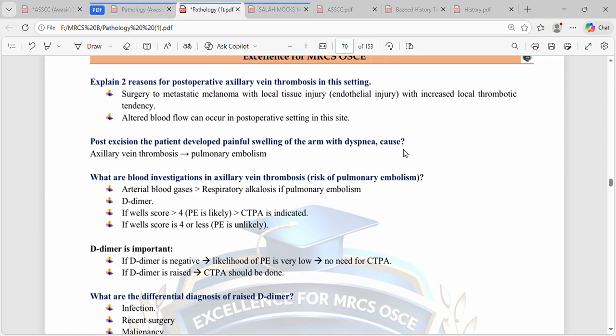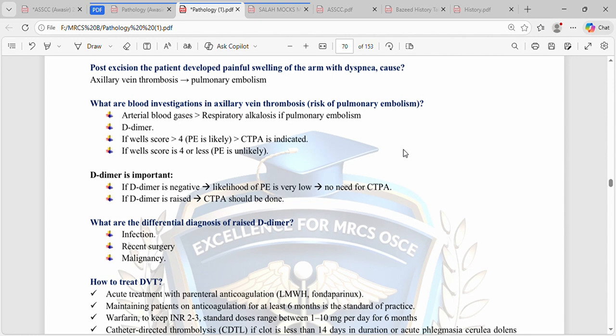What are the blood investigations in axillary vein thrombosis with risk of pulmonary embolism? Arterial blood gases will show respiratory alkalosis if there is pulmonary embolism. D-dimers: if the Wells score is greater than 4, pulmonary embolism is likely and CTPA is indicated. If the Wells score is 4 or less, pulmonary embolism is unlikely, and D-dimer is important. If D-dimer is negative, the likelihood of pulmonary embolism is very low, with no need for CTPA. If D-dimer is raised, CTPA should be done.